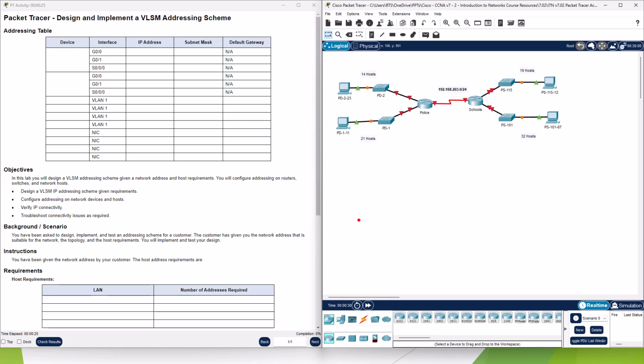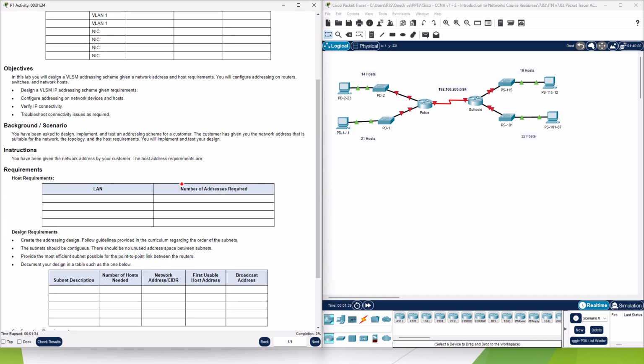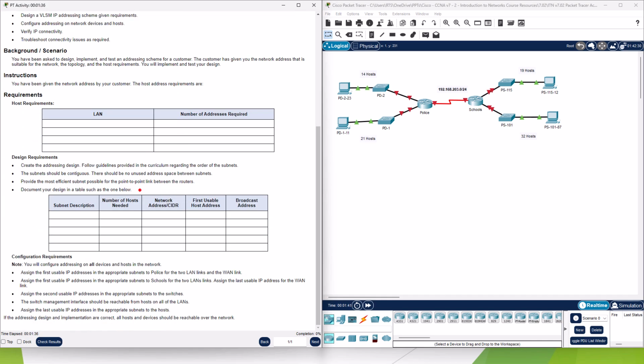All right, so this is one of those fun labs. You'll notice I closed the lab, reopened it, made sure it was the correct layout with the correct addressing, and I'll explain that a little bit later. So now we need to work through the lab. We've already filled out the addressing chart that was required. We've done the design. Now we're dealing with the configuration portion.